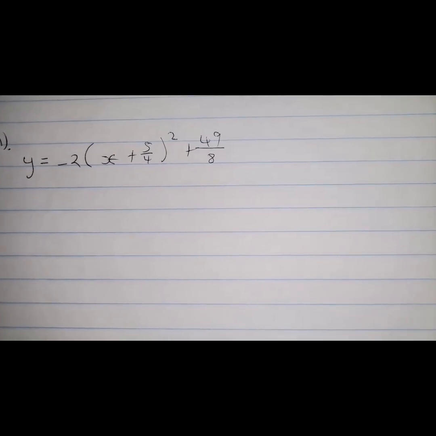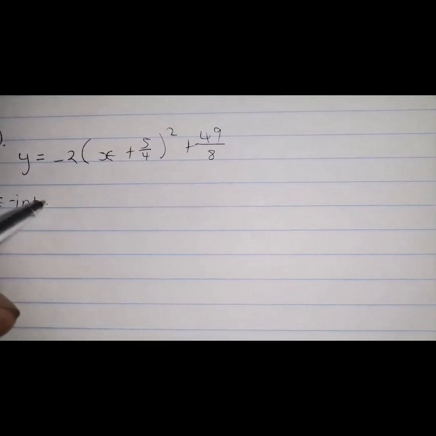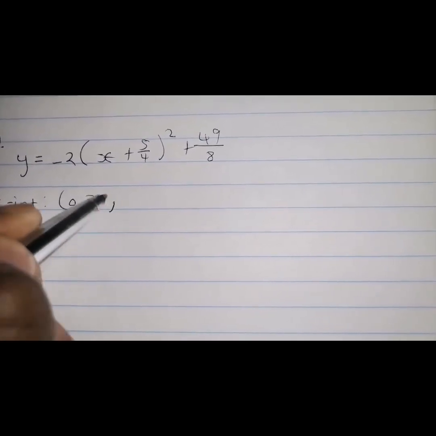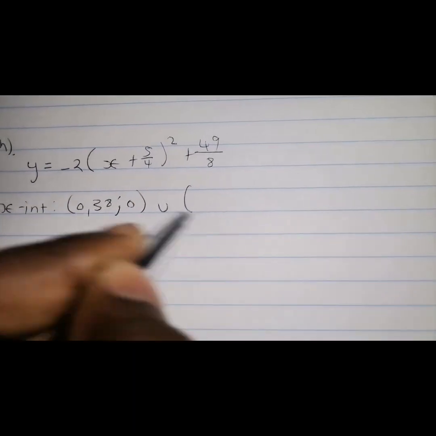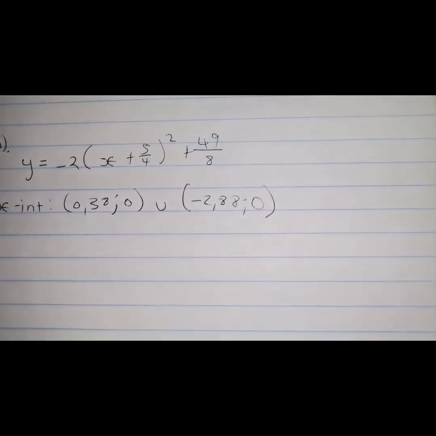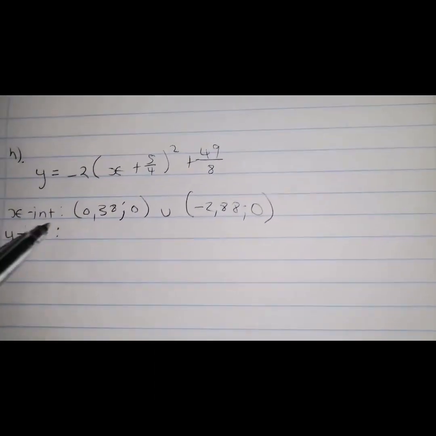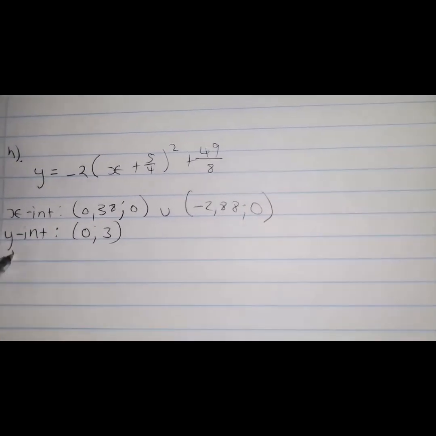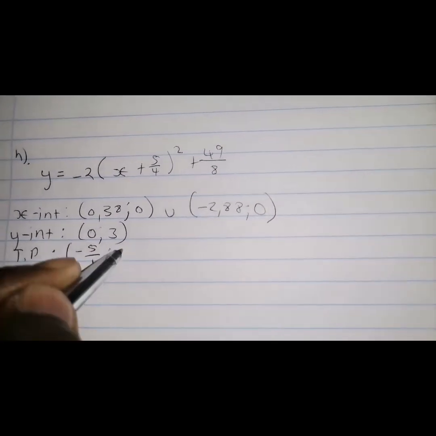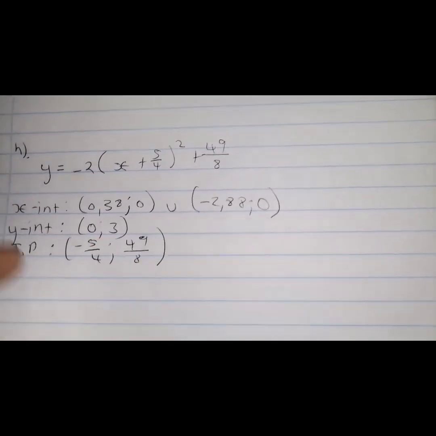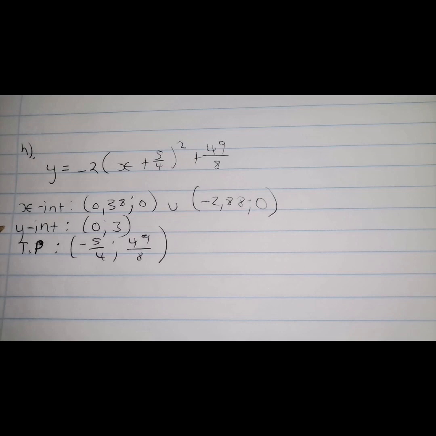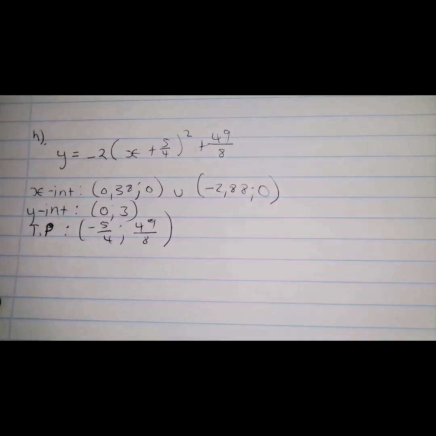For you to draw the graph, you need to know the x-intercepts. What are the x-intercepts? 3/2 and 0, and negative 2 and 0 respectively. Then the y-intercept, what are the coordinates of the y-intercept? 0 and 3. Then our turning point, negative 5 over 4 and 49 over 8. Guys, you got this value, so don't be surprised. We previously calculated the x-intercepts, y-intercept, and our turning point, so don't be confused.